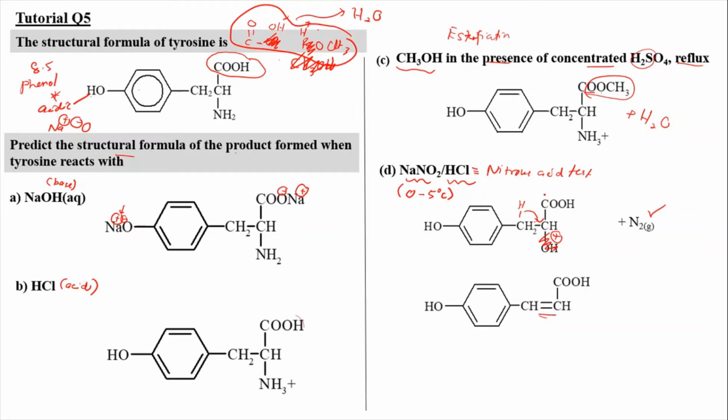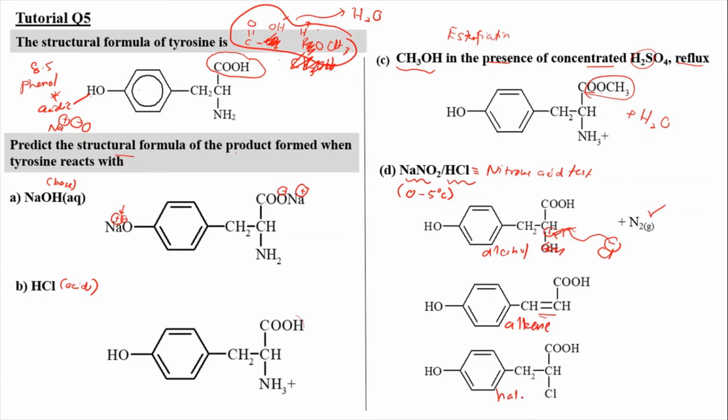Okay. At the same time, when it has a carbocation, which is C plus here, the Cl minus from the surrounding, which is the solution, can come here in order to produce a haloalkane. Okay, and you know that we're gonna produce an alcohol, alkene, haloalkane, as well as the nitrogen gas.